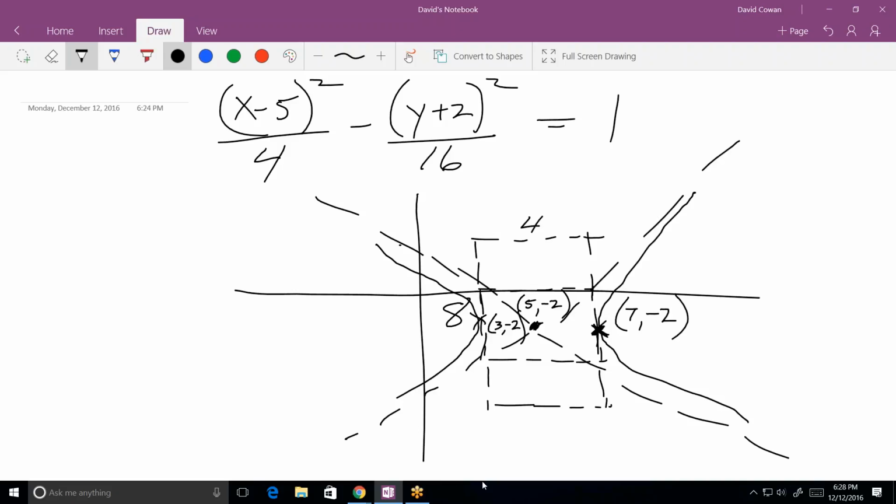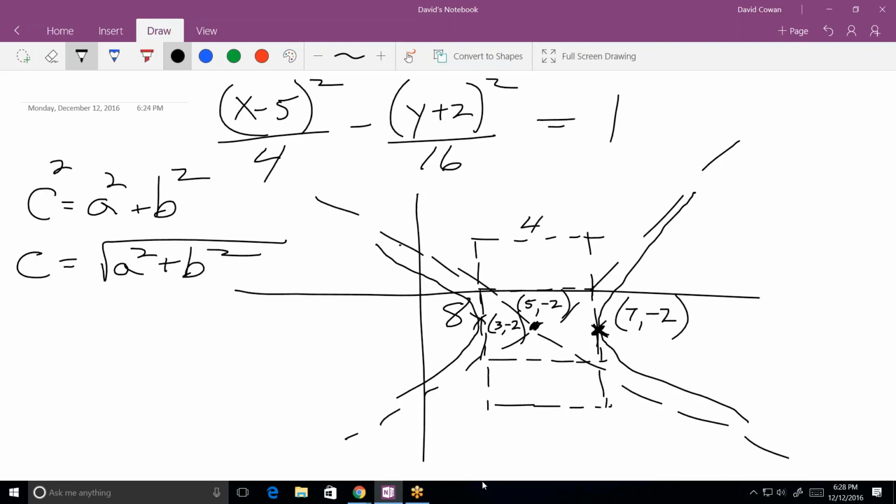We need the foci? Yes. That's what I was having confusion with. What's the standard equation that relates the foci to A and B? C squared equals A squared plus B squared. Same as the Pythagorean theorem, which makes C equal the square root of A squared plus B squared, which in this case becomes the square root of 20, which becomes 2 root 5.